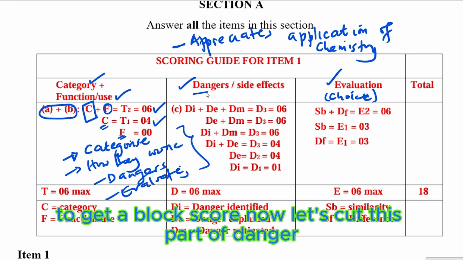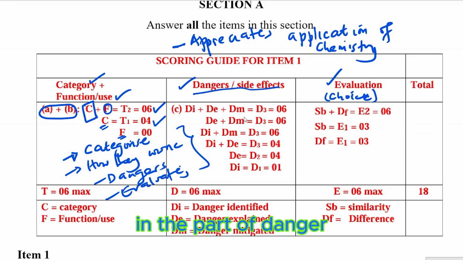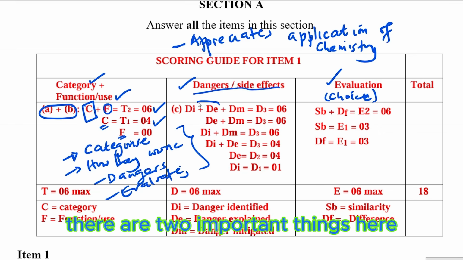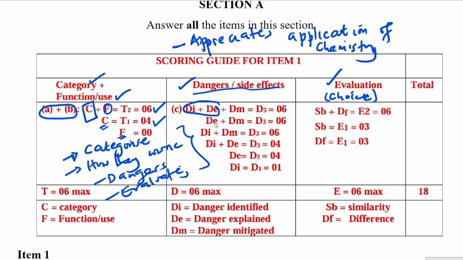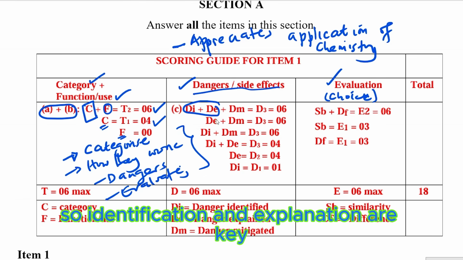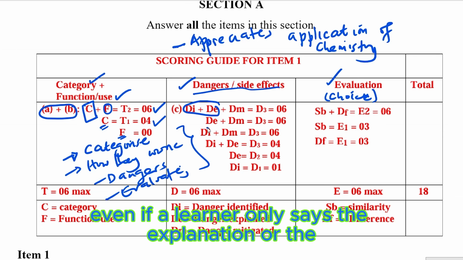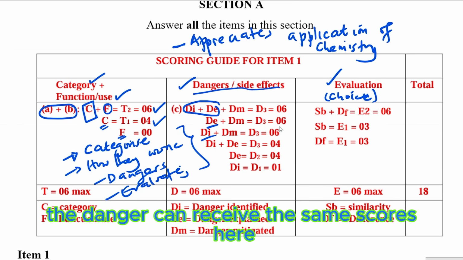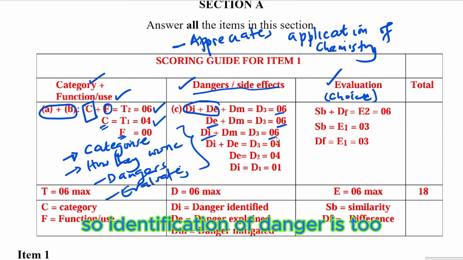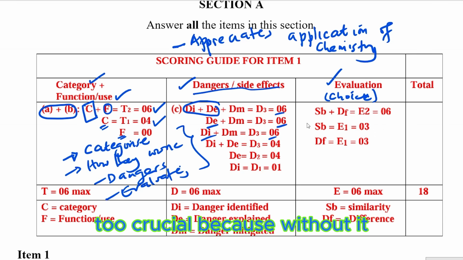Now let's look at this part of danger. In the part of danger, there are 2 important things here: identifying the danger, then explaining the danger. So identification and explanation are key, that even if a learner only states the explanation or only identifies the danger, they can receive the same score as here. So identification of danger is too crucial, because without it, a learner can get very few scores.